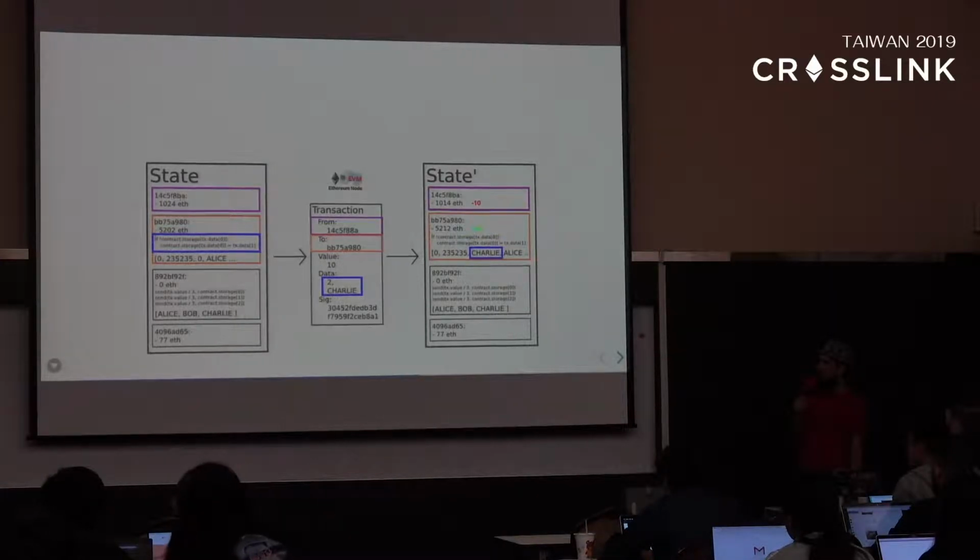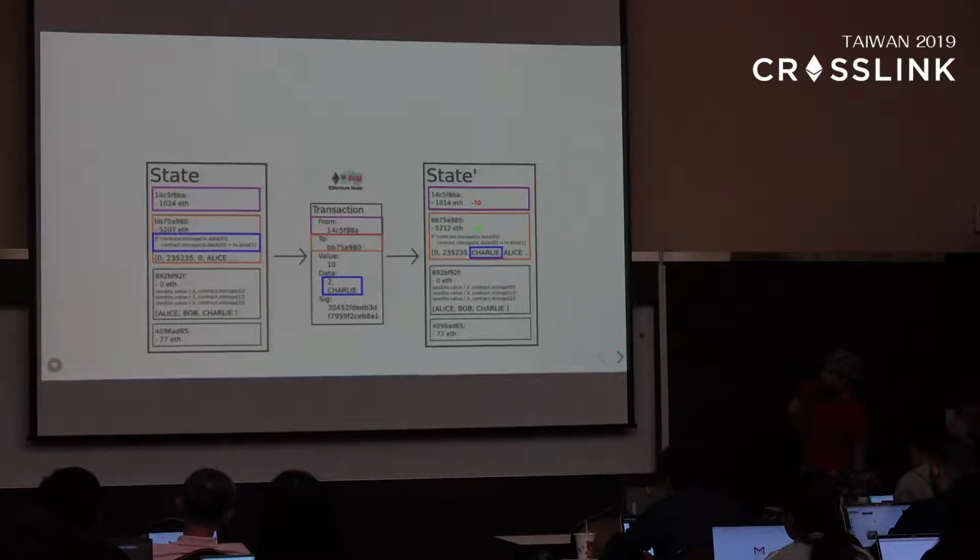And if you see here, this account has 1024 Ether, and now it has 1014 Ether, because it sent 10 Ethers. But this other account had 5202 Ether, now it has 5212. So it received the Ether. So in the new block, the state is updated.